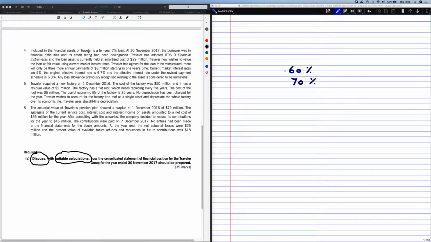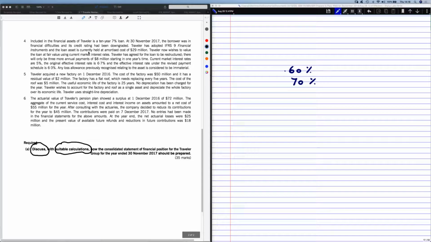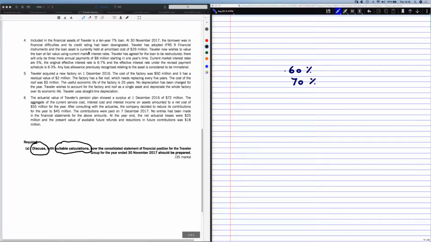Okay? So, before we look at the group elements here, please, I'm just going to get us to read through note four. Now, remember, this is part of this original question. Included, it says here, let's read this through together. Included in the financial assets of Traveller is a 10-year 7% loan. At the 30th of November 2017, the borrower was in financial difficulties and its credit rating had been downgraded. Traveller has adopted IFRS 9 and the loan asset is currently held at amortized cost of $29 million.